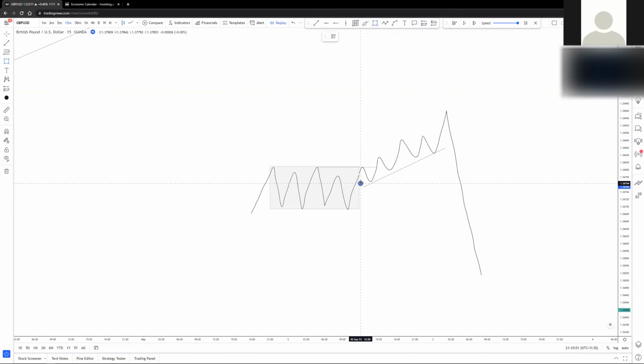So this is what he calls the Judas swing. This is the Judas swing, the false run in the opposite direction, inducing bias into the market, showing people that London is going to be bullish. But what happens with London Open?